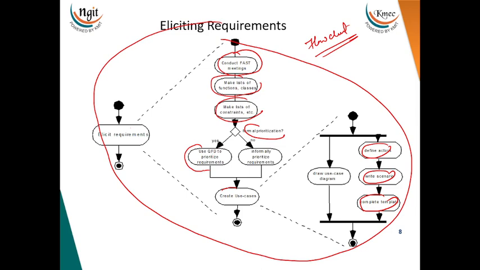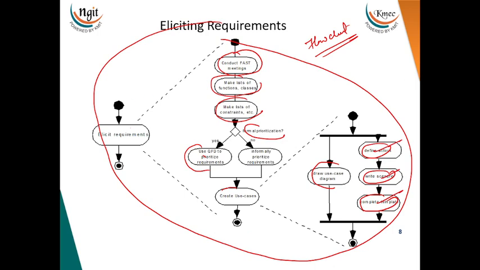Here we have conduct a meeting, make the functional classes, make the constraints. Is QFD required? Yes, then we'll go. If no, then prioritize the requirements. Then once we come up, draw a use case diagram. For this one, you can go to the other part, then define an actor, write a scenario, complete the templates. This is a part of the eliciting requirements flow chart.